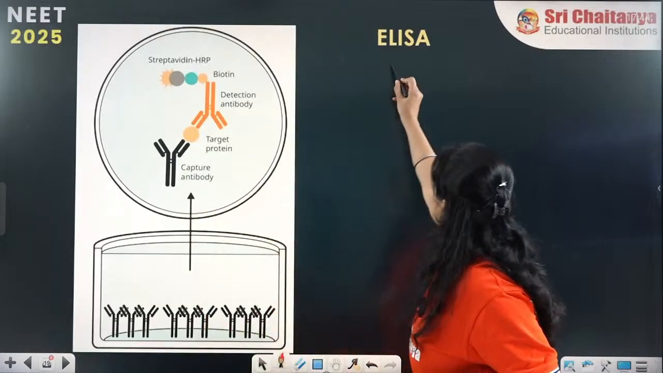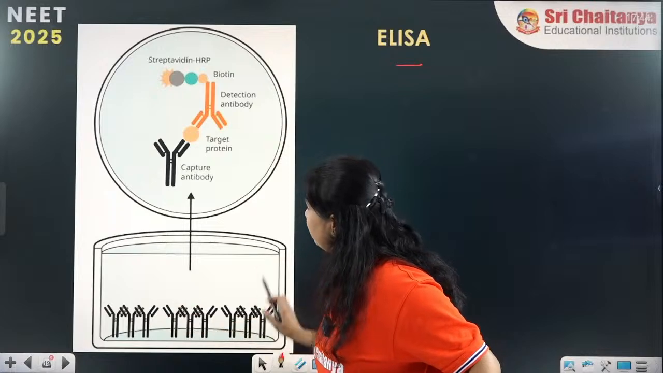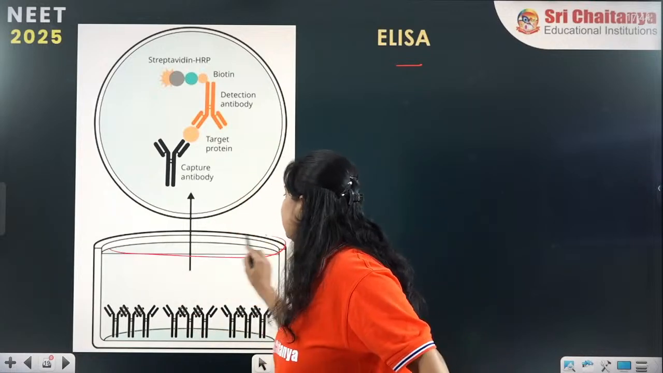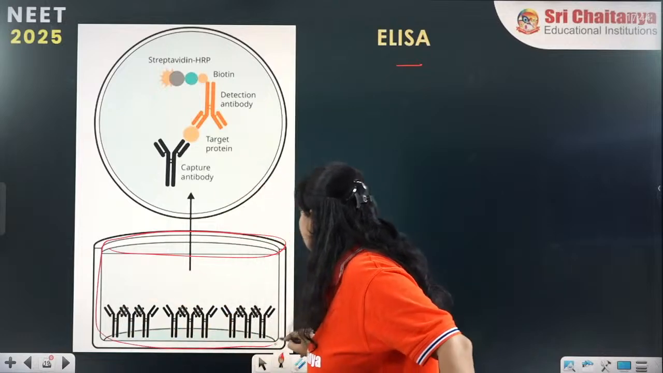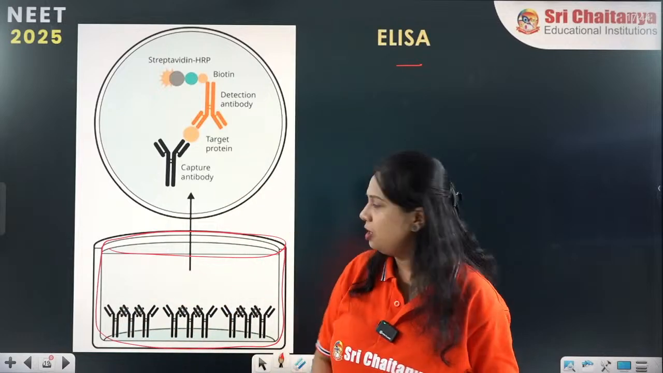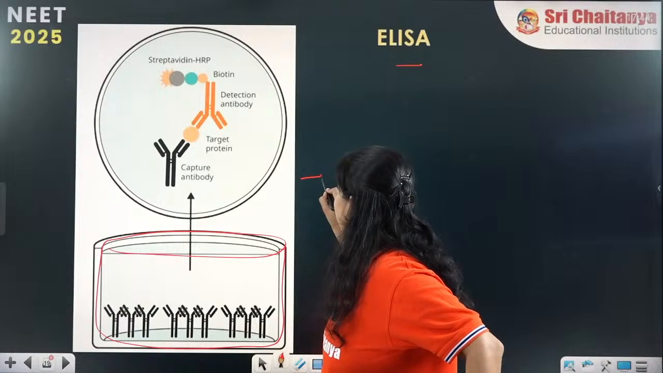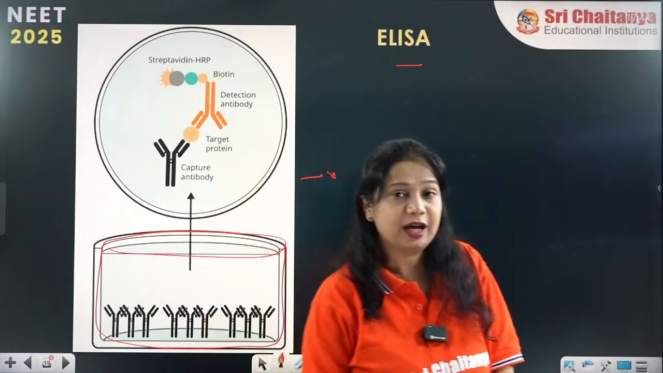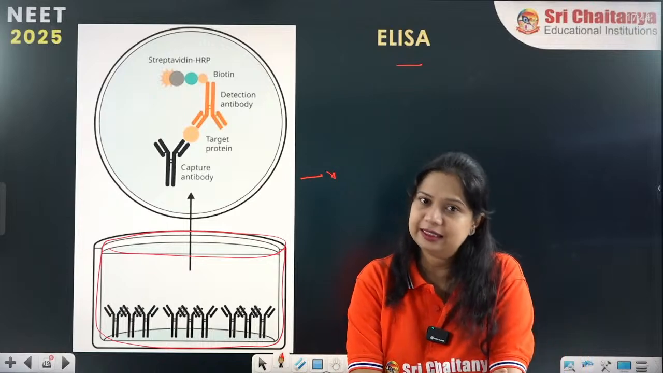There are various types of pathogens or various components that are present in each well of the microtiter plate. So this is more complicated. Right now what you need to understand is antigen antibody reactions in the ELISA test.